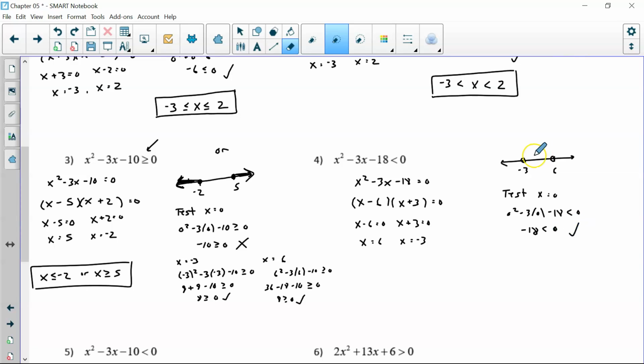That worked. So our shading is in between. It's that and inequality. So our solution, x is between negative 3 and 6. And here, with an and inequality, just put our less than signs because it's open dots. And there it is.